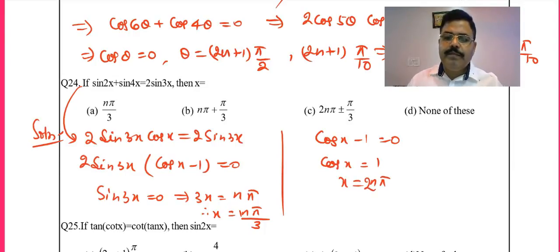2n pi is even, so 2n pi. So n pi by 3 will include all this 2n pi as well. So therefore the answer will be n pi. That will be the answer. So the 24th answer is A.